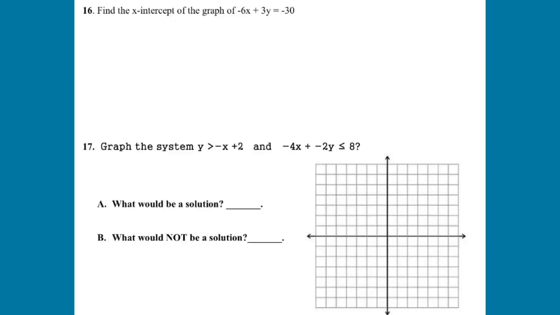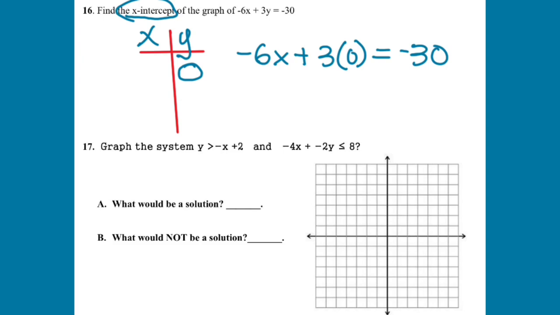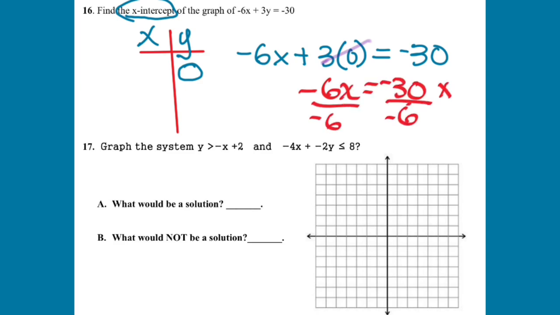All right, number 16 says to solve for the x-intercepts. Now remember back in the day, we would make a t-table, and if I wanted the x-intercept, I have to have y be 0. If I want the y-intercept, then x had to be 0. But this is only asking for the x-intercept, so y will be 0, and I substitute that in. And I go ahead and solve for x because it will eliminate the y value. And I find out that x is just simply 5.